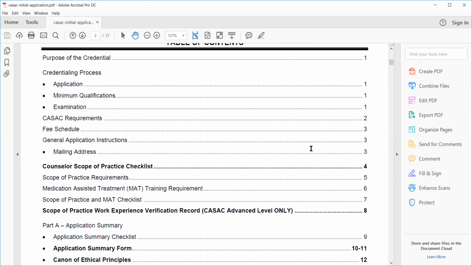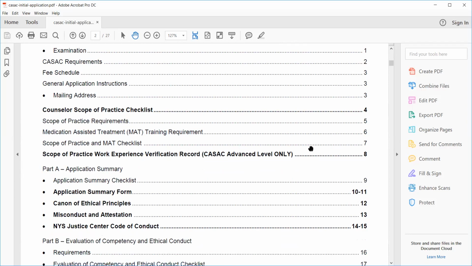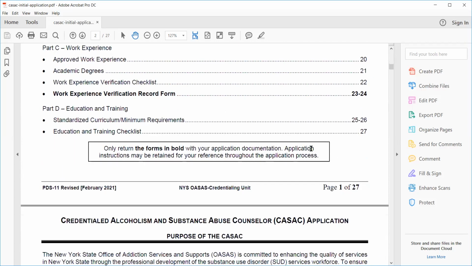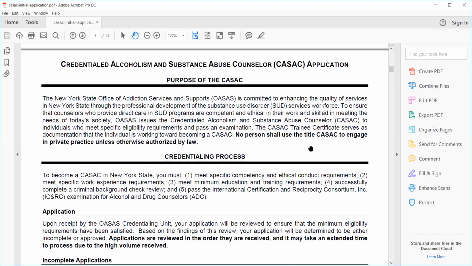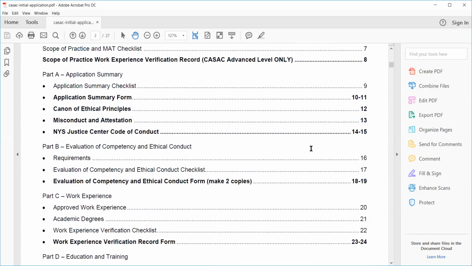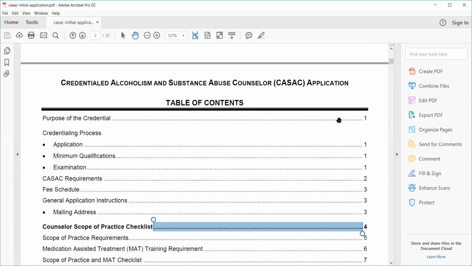You do not need to print the entire thing off. You can if you want to, but as you can see, it's 27 pages and not all of them need to be filled out and turned in. So if I was you, I would only print out the ones that you actually need to write on. Even though this is 27 pages, it may seem a little intimidating, but OASAS does a good job of telling you exactly what you need to do to get the ball rolling. And that's what I'm going to cover today.